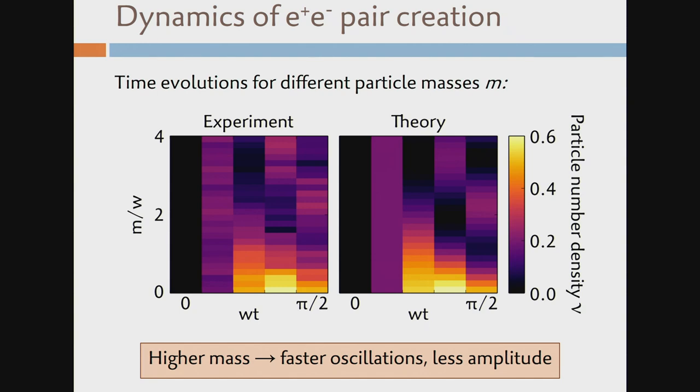And what you expect to see is first that the higher the mass, the faster the oscillation, because you are further detuned between your vacuum state and your excited state. And second, that your oscillations have less amplitude. This is very understandable because the more massive your particles are, the more energy you have to inject into the system, so the fewer particles get created. And this is exactly what you see. Here, this is the experimental data, and this is what you expect in the ideal case.